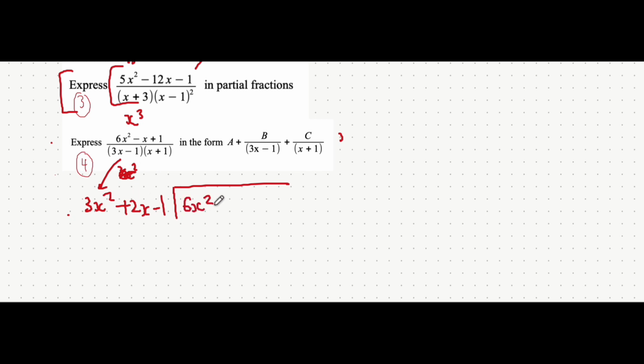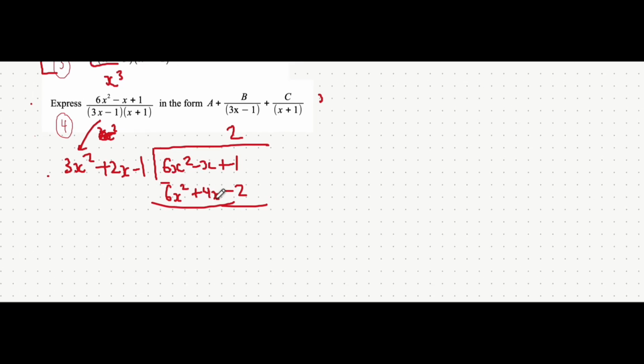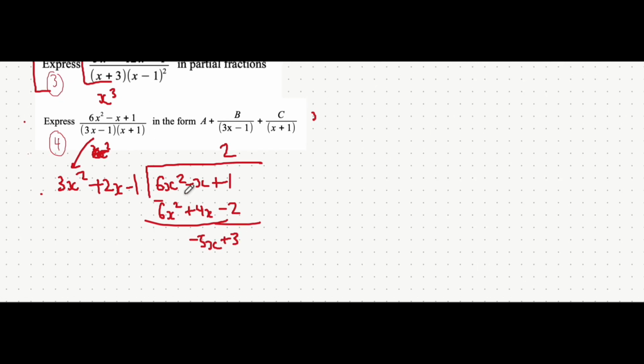So let's do that. To go from 3x squared to 6x squared, you multiply by 2. 2 times 3x squared is 6x squared, 2 times 2x is plus 4x, and 2 times minus 1 is minus 2. And let's subtract now. So minus x take away 4x is minus 5x, and 1 take away minus 2 is 1 plus 2, which is plus 3. So we can say that this divided by this, just like it's represented here, is 2 plus a remainder of minus 5x plus 3 all over what we're dividing by.